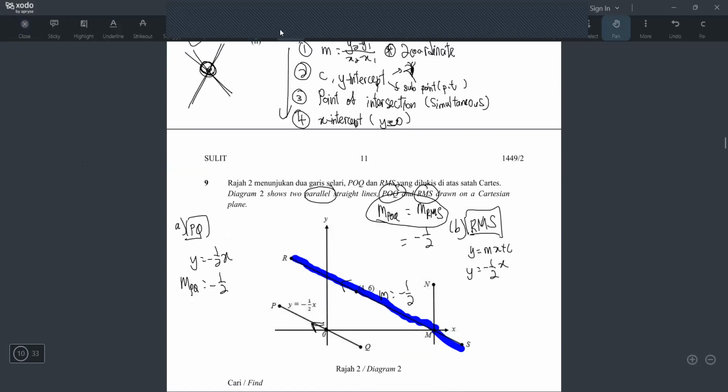Okay, so let's guna mata tengok. So kita guna mata tengok, mana dia punya pintasan y, mana dia punya c. So mana dia punya c? Adakah sini dia punya c? Bukan. Ini bukan c. Ini bukan y-intercept. Ini x-intercept. Saya mau y-intercept. So dekat mana dia sentuh paksi y? Ini paksi y. So dekat mana? Dekat sini. Nampak? Dekat sini.